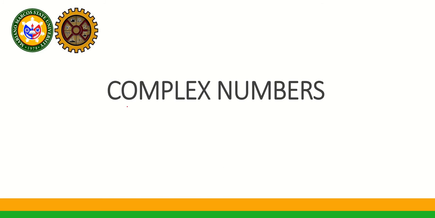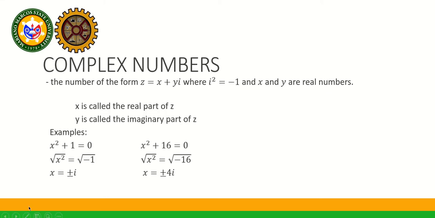Okay, so we start our discussion with our new topic, which is complex numbers. We are done with Laplace transforms. A complex number is a number of the form z equals x plus yi, where i squared is equal to -1, and x and y are real numbers.